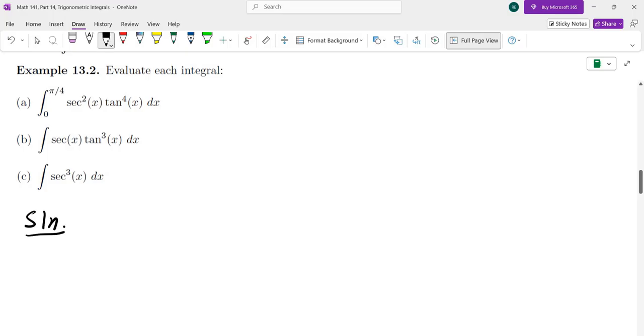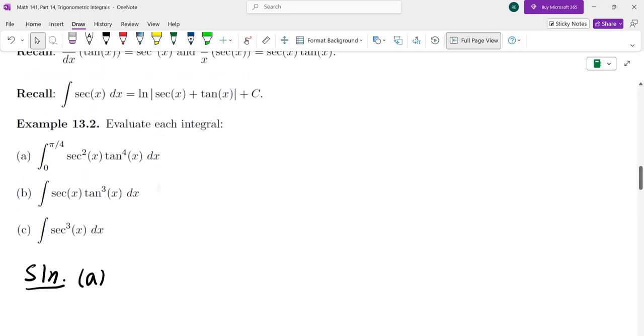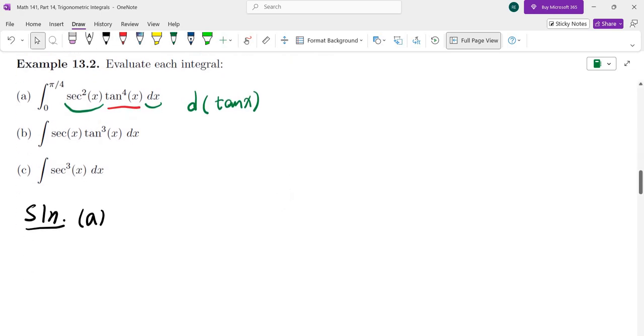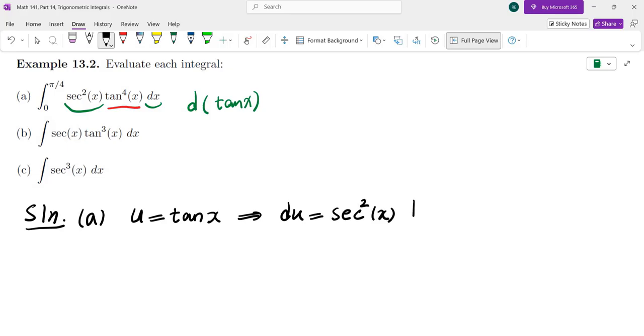Okay, so here is now how we approach this problem. So we're trying to find the integral of secant squared times tangent to the fourth. The idea is we want to use either u equals secant or u equals tangent. If we look at secant squared dx, this would be derivative of tangent of x. And the rest of it, which is tangent to the fourth, can be written in terms of tangent. It actually is in terms of tangent. So we can do a u substitution for tan of x. So u equals tan of x gives us du equals secant squared of x dx.